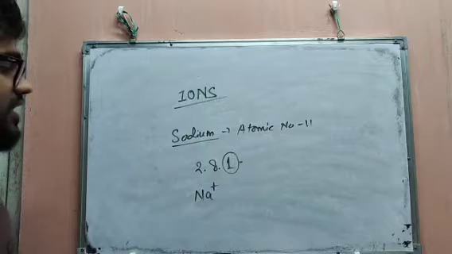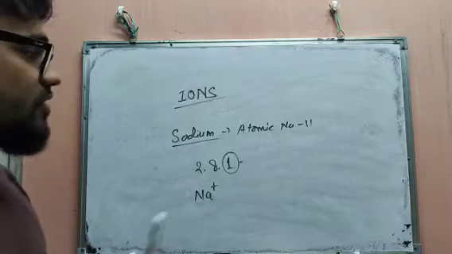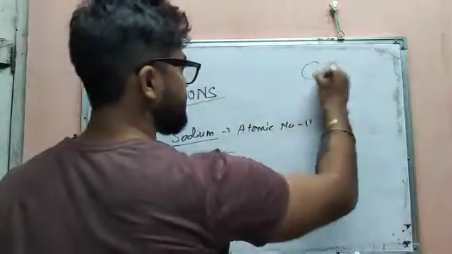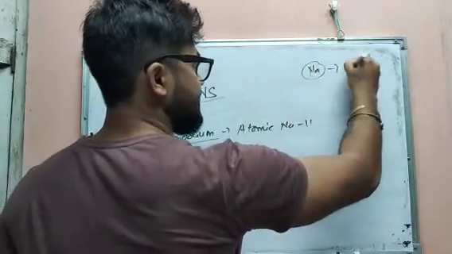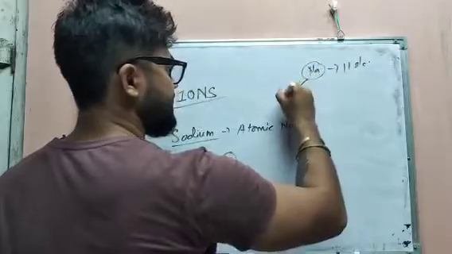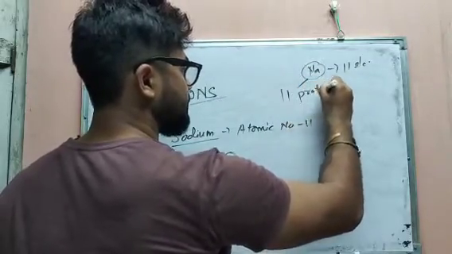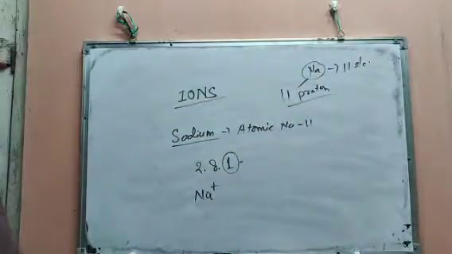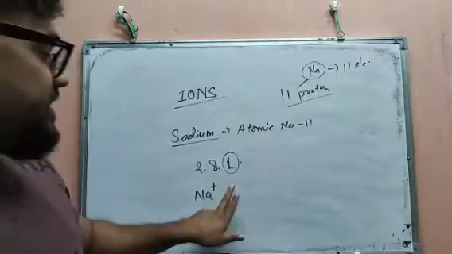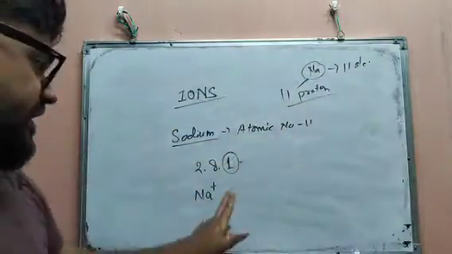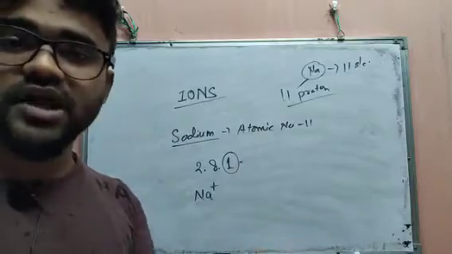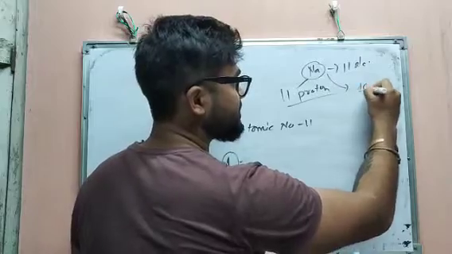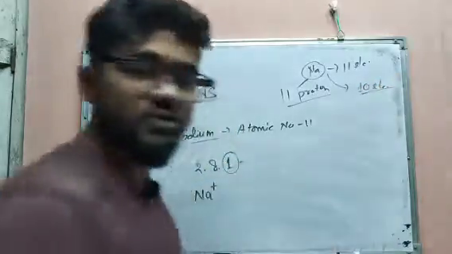That means in this ion, the number of protons and the number of electrons are not equal. Why? Sodium has 11 electrons and 11 protons. So sodium will release one electron to get the noble gas electronic configuration and become stable. So the number of electrons will be 10.